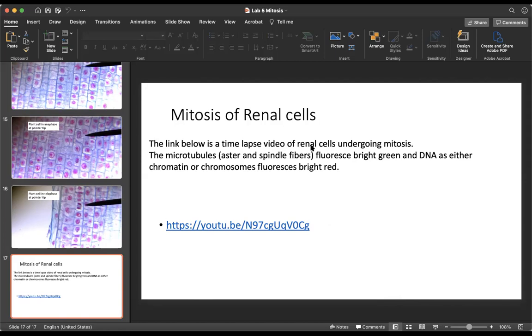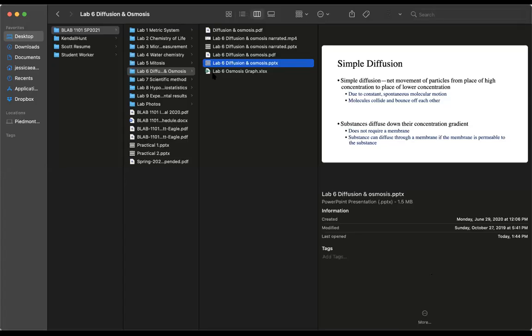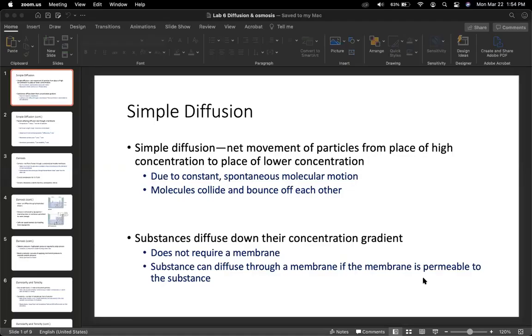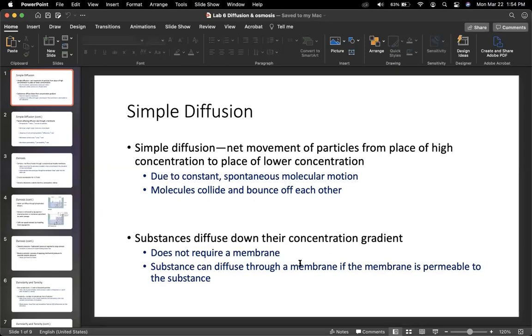I think I must have closed that one. So let's see if I can open up the diffusion osmosis. So, this is what we need.